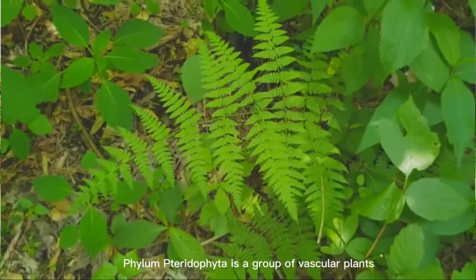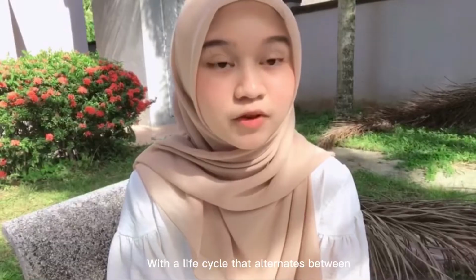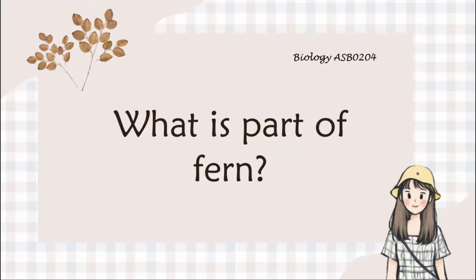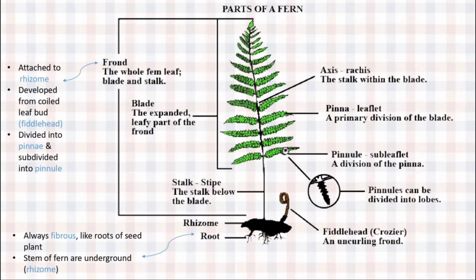Phylum Pteridophyta is a group of vascular plants with a life cycle that alternates between sporophyte and gametophyte. Phylum Pteridophyta is also known as a fern. The part of a fern is the frond, the whole stem, leaf, blade and stalk.